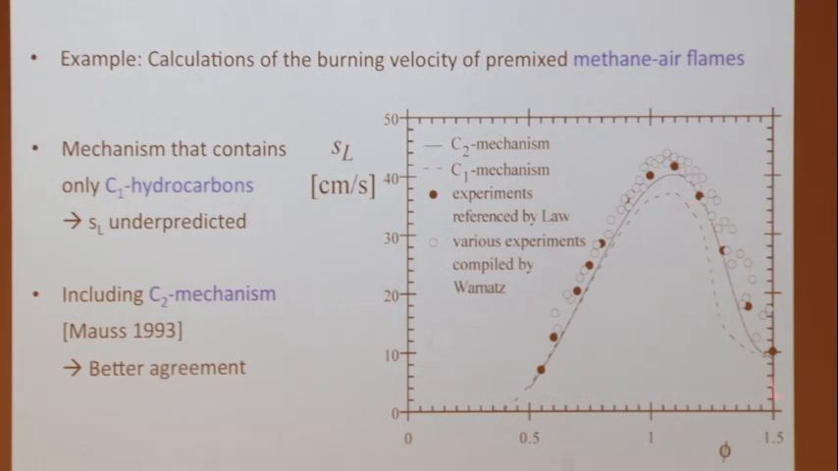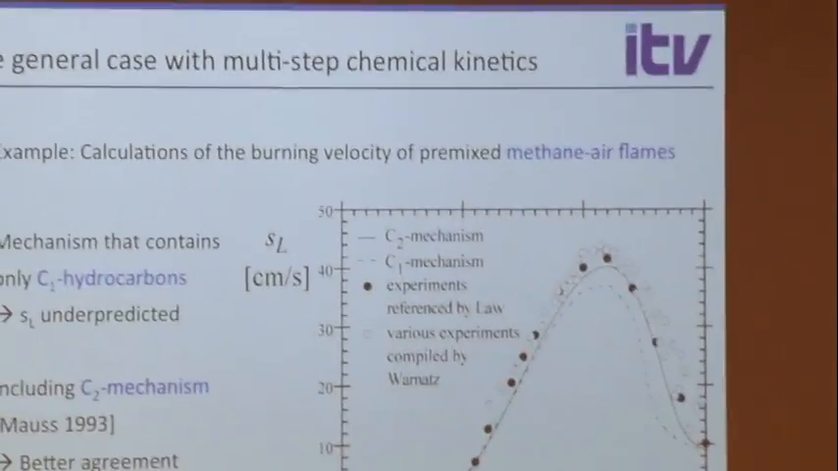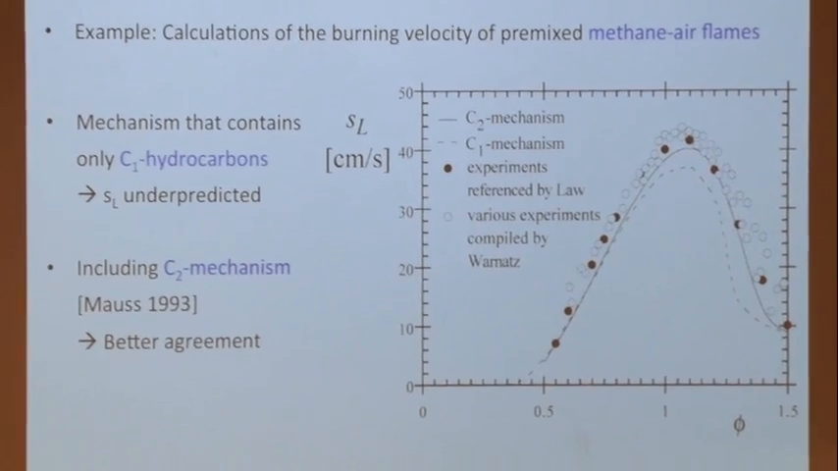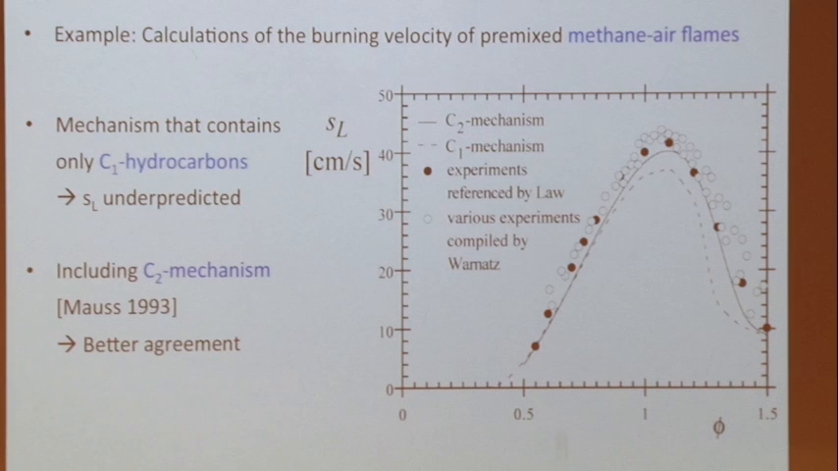These are experiments here. This here is by Professor Law, actually, you see. Experiments, and then there are 2 different simulations. One just using all the C1 species for methane, no C2 species. And then one uses also C2 species, and you see that's more accurate. Which kind of tells us that the C2 species are important for getting the burning velocity right. We'll see later on why that is.